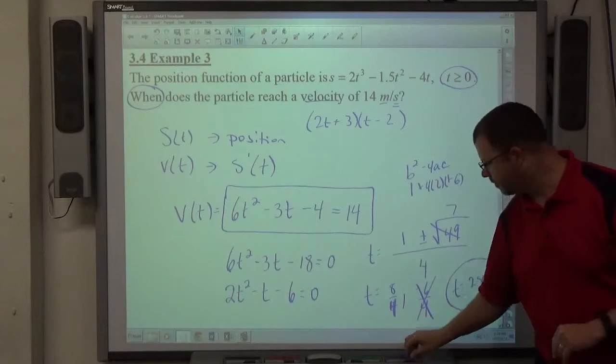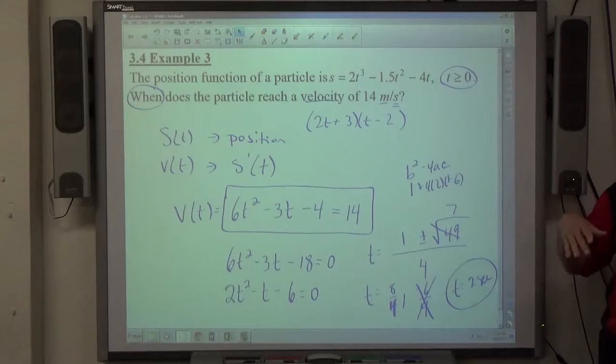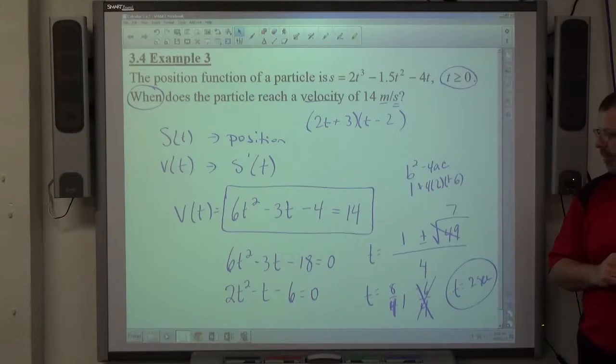All right? So, again, if they ask you a specific question like that, when will the velocity be this? Find the velocity function, set it equal to the number. Is that negative 6 over 4? That is negative 6 over 4, yep.